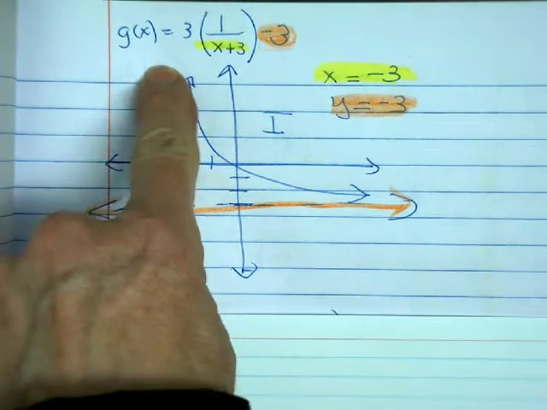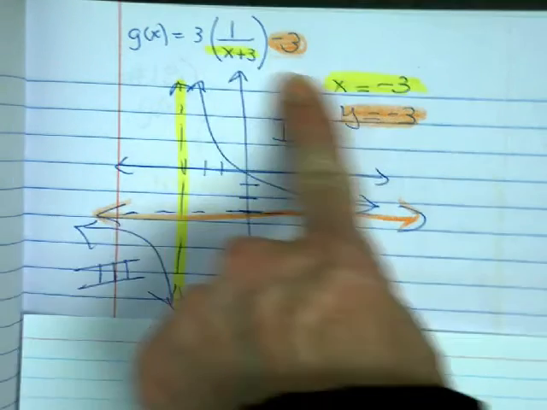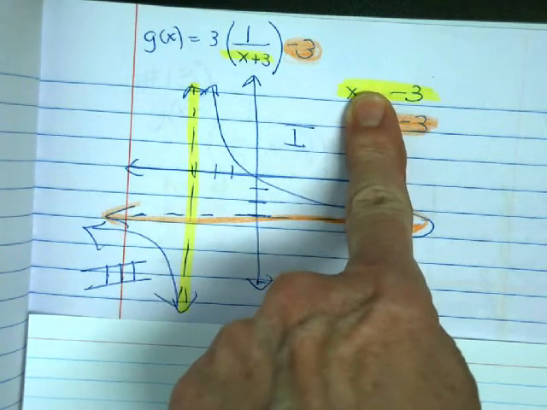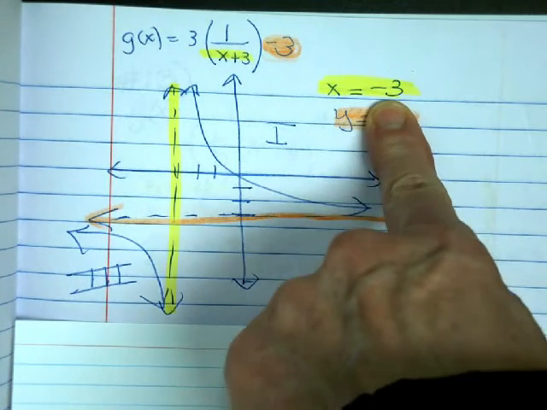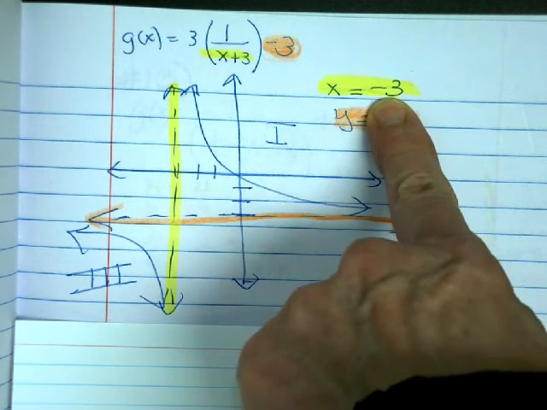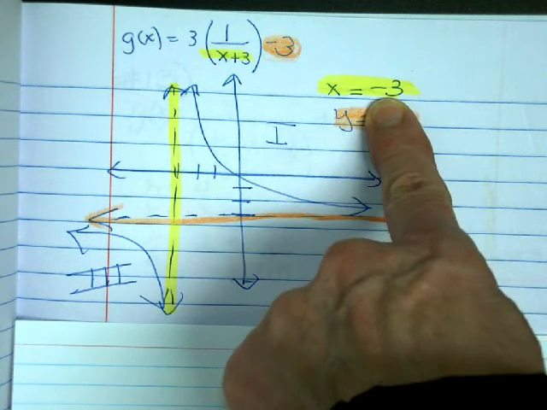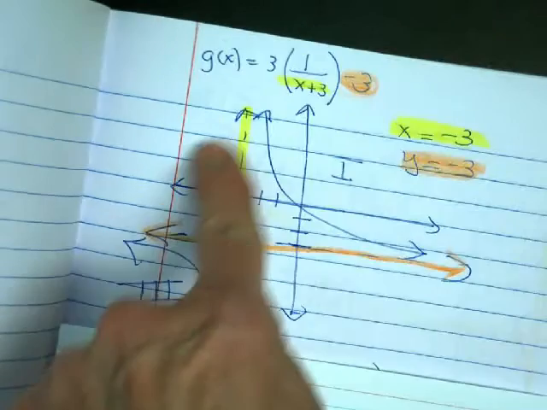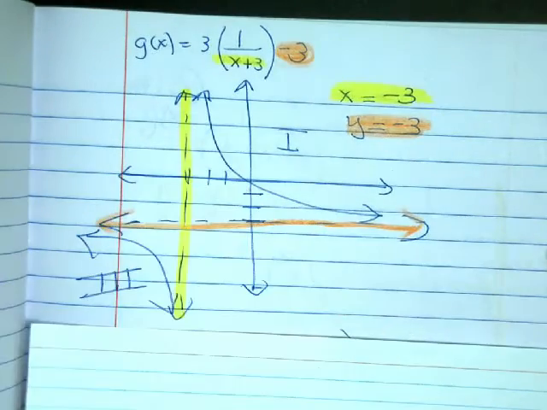Okay, the H. Remember, that's what the domain cannot be. That is the asymptote line. The domain cannot be negative 3. So that's the vertical.